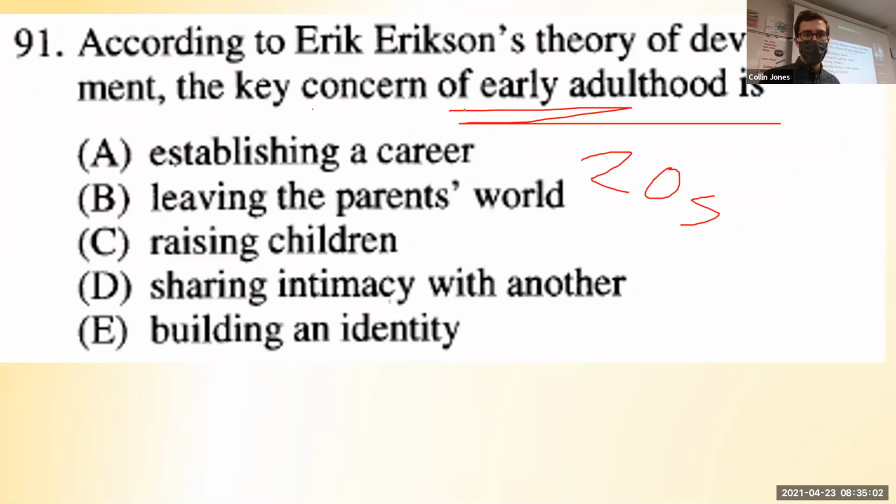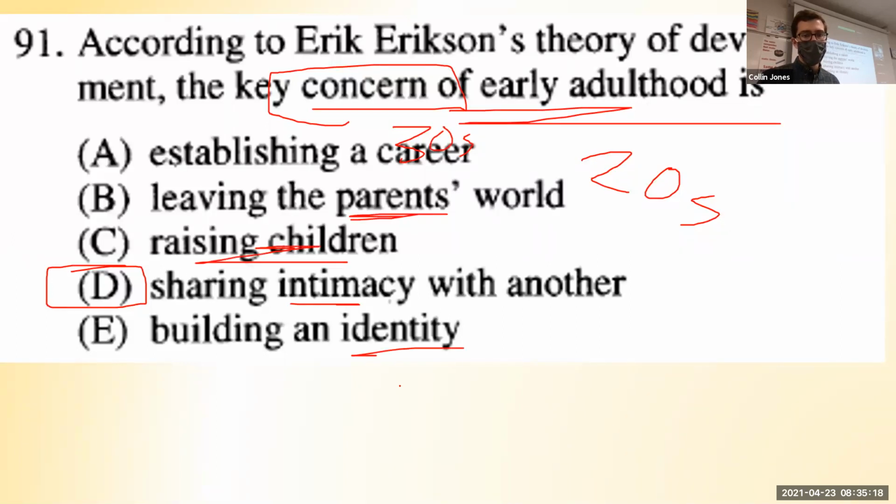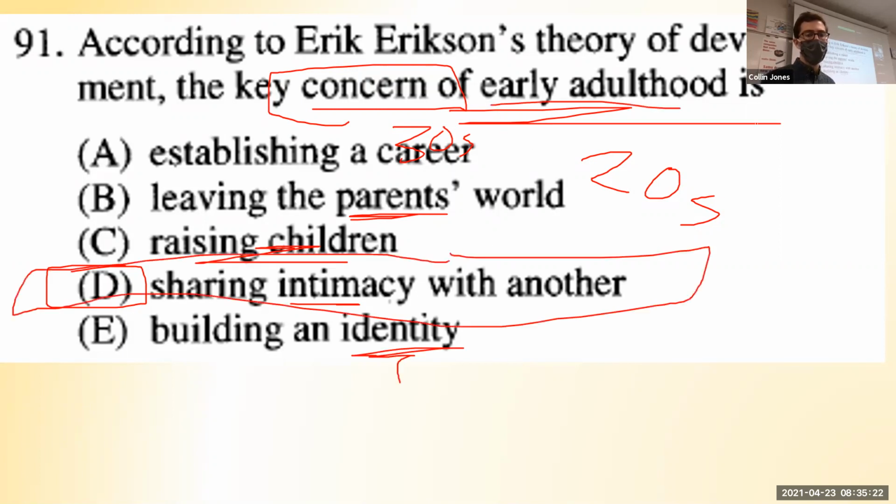what is the main concern? What is the conflict that you're trying to deal with? 1, 2, 3. It is D, intimacy. This is like careers, like in your 30s. This is more about adolescence. This is like in your 30s and 40s. This is adolescence, but intimacy, he says, is the main conflict of folks in their 20s and early adulthood.